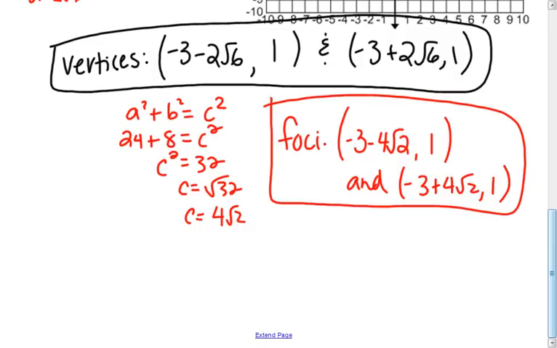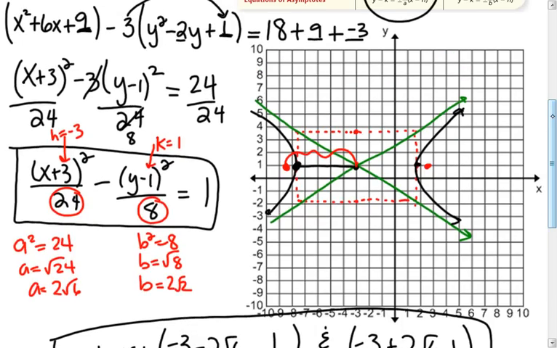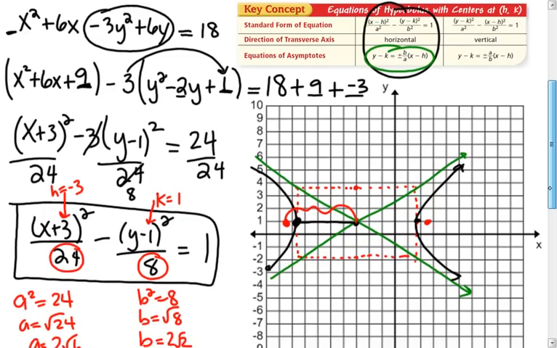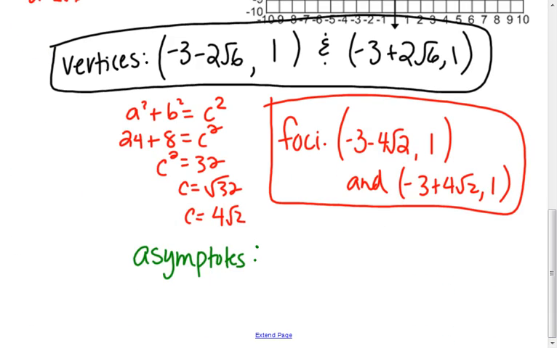Okay, and then to get your asymptotes, which are your green lines, you're going to follow this handy dandy little equation right here. So you'll go y minus k. In this case, that'll be y minus 1 equals plus or minus your b value, which is 2 root 2, over your a value, which is 2 root 6, times x minus h, which will be x plus 3.